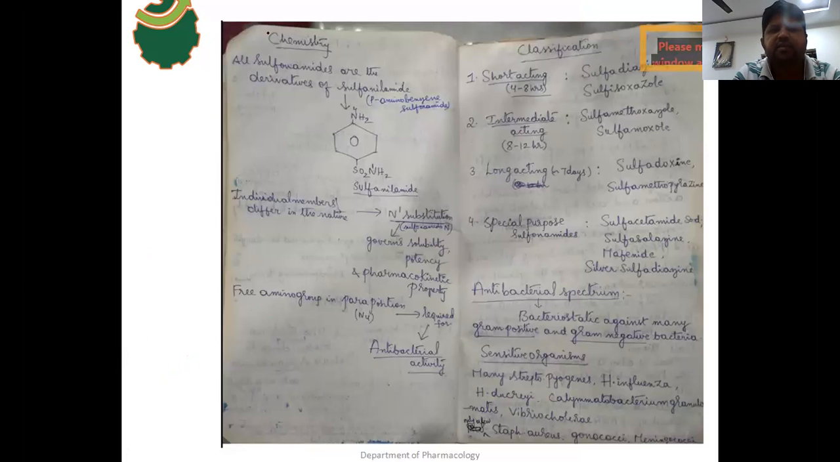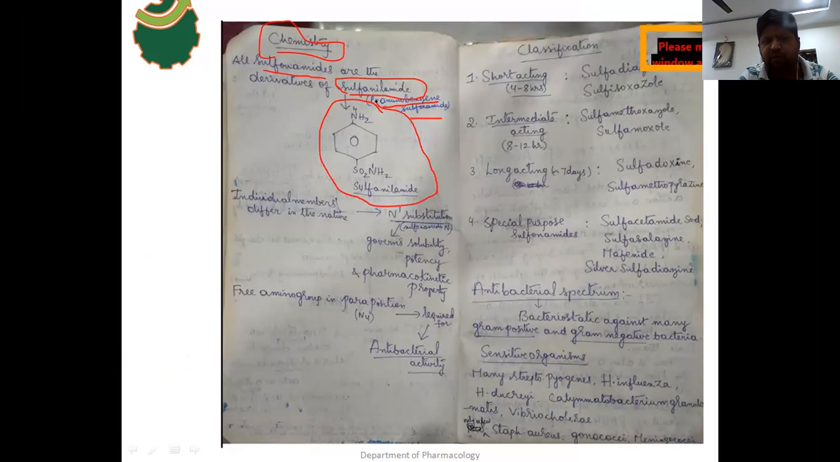Let me discuss the chemistry, a brief discussion. As I told you, all sulfonamides are derivatives of sulfanilamide. Here you can see sulfanilamide, and sulfanilamide is nothing but para-amino benzene sulfonamide. This is the structure of sulfanilamide. I think it is quite visible to everyone.